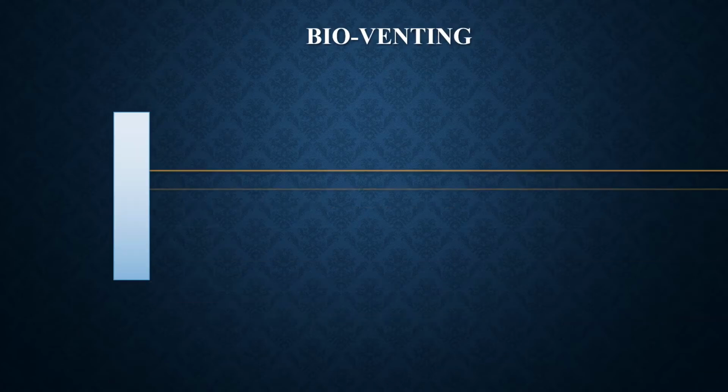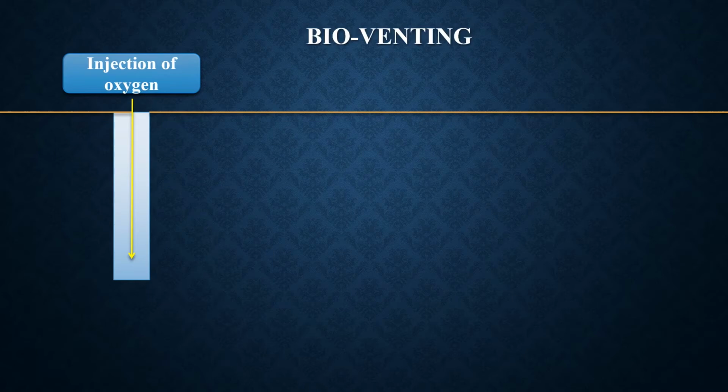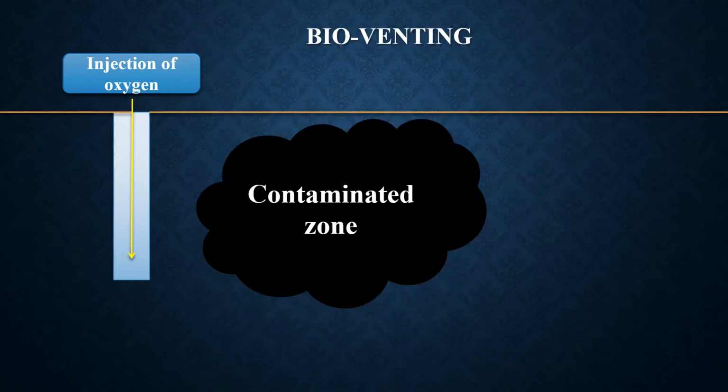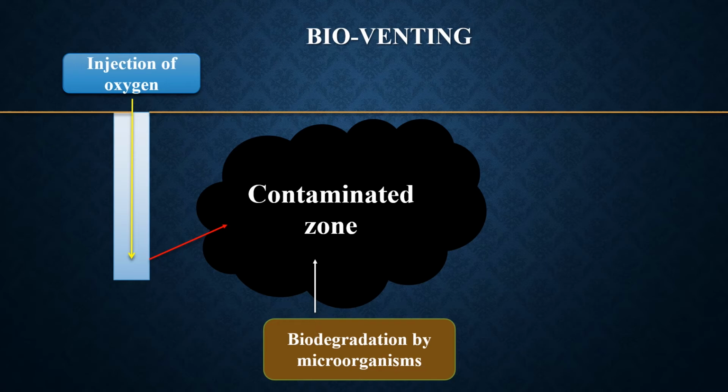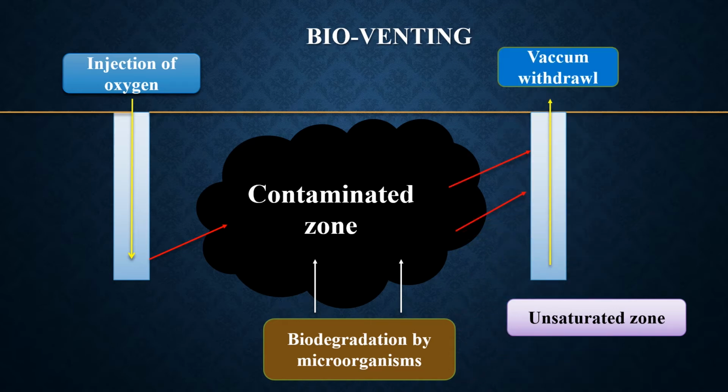Bioventing. Bioventing is an in situ remediation technology that uses microorganisms to biodegrade organic constituents adsorbed on soils in the unsaturated zone. Bioventing enhances the activity of indigenous bacteria and stimulates the natural in situ biodegradation of hydrocarbons in soil by inducing air or oxygen flow into the unsaturated zone.